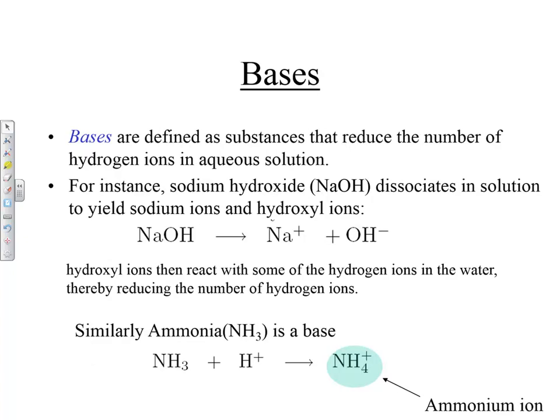Okay, what are bases? Well, bases are defined as substances that reduce the number of hydrogen ions in aqueous solution, right? So acids produce more hydrogen ions, bases will reduce the hydrogen ion concentration. For example, sodium hydroxide is a base.